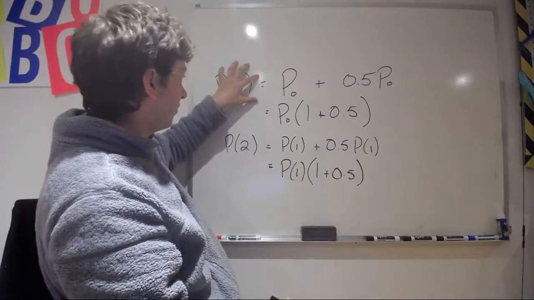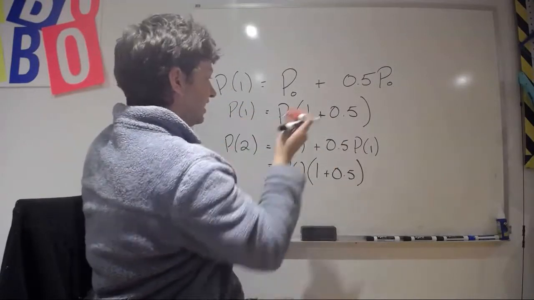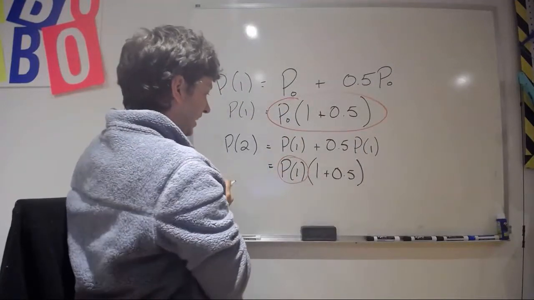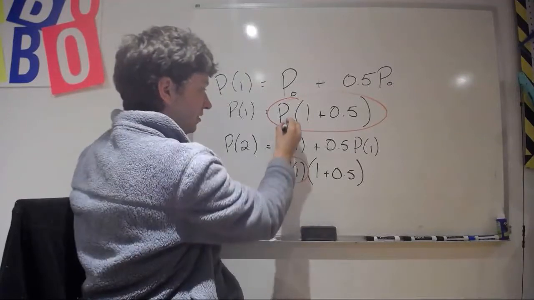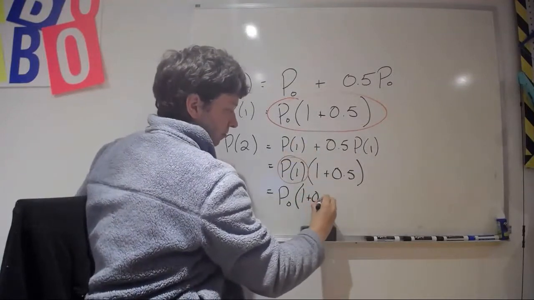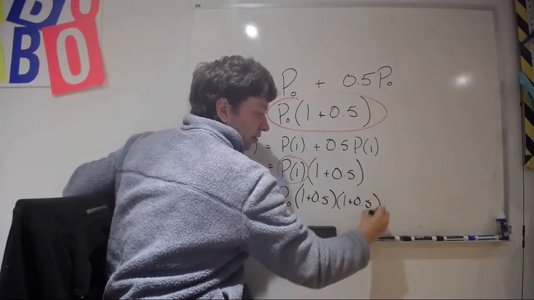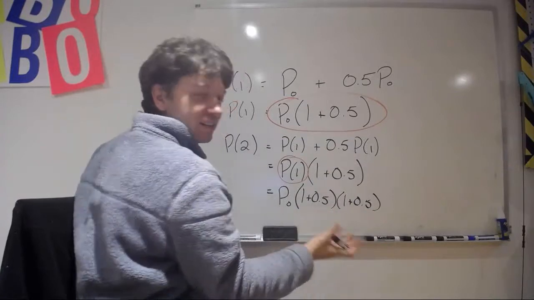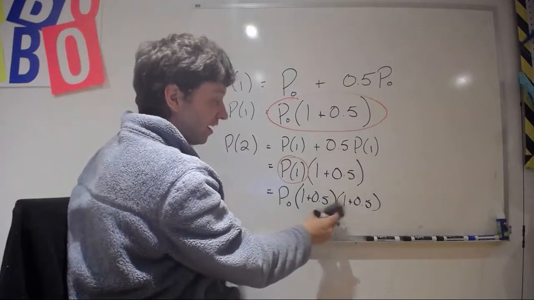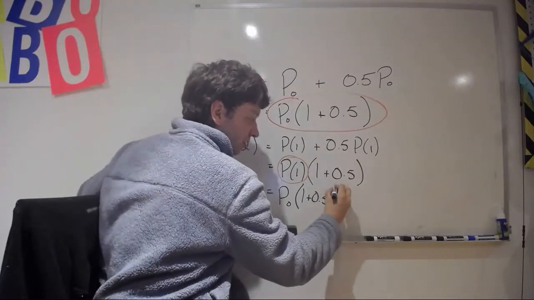If I were to take P1, which I know equals this, and just substitute it in for P1, what I get is that P2 is P naught times 1 plus 0.5 times this one, 1 plus 0.5. But these brackets are identical. It's like, what's x times x? X times x is x squared. So 1 plus 0.5 times 1 plus 0.5, I can just write as 1 plus 0.5 squared.